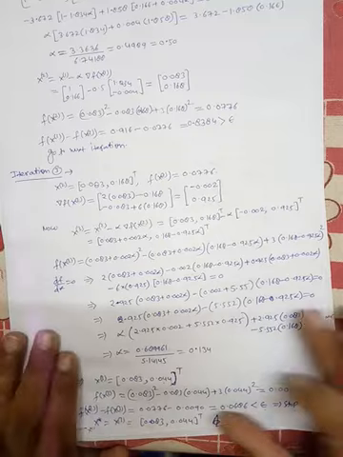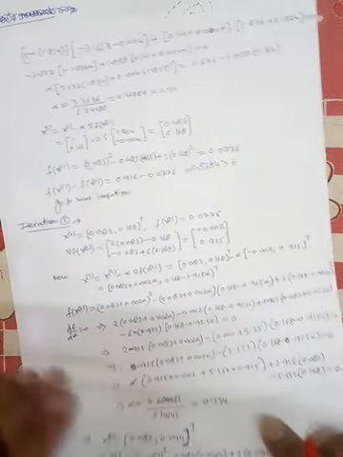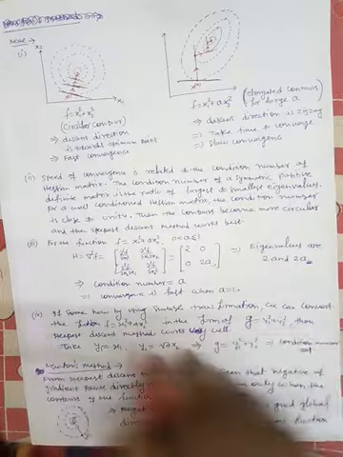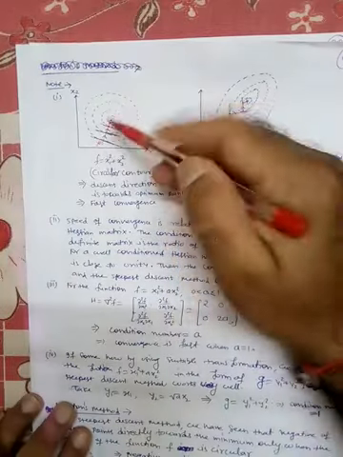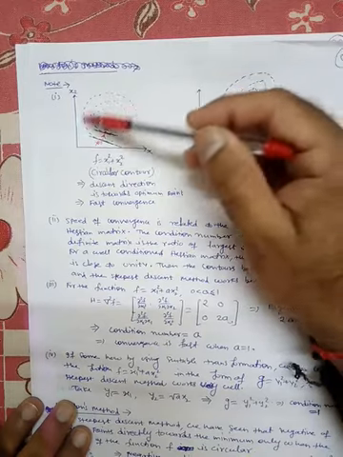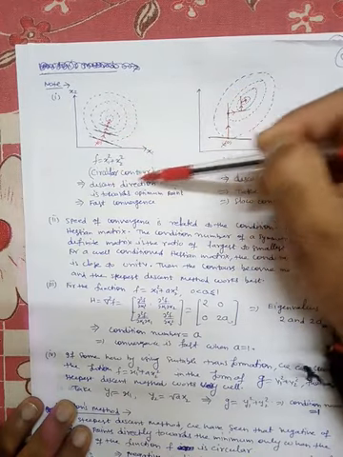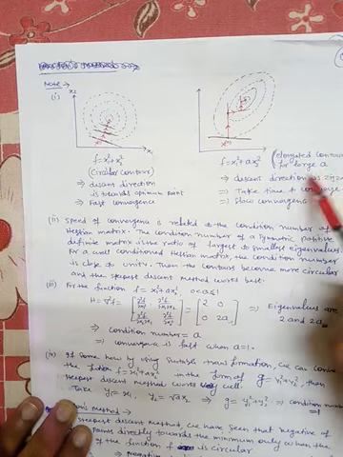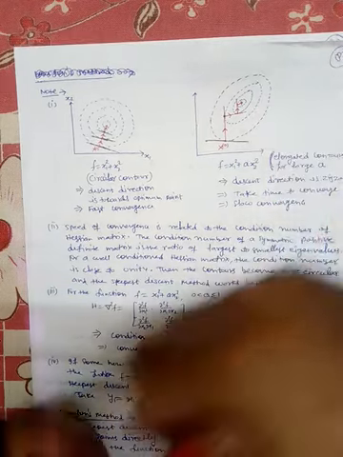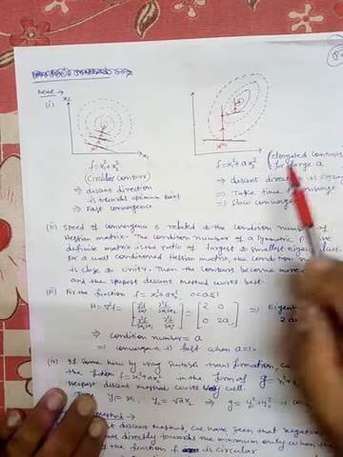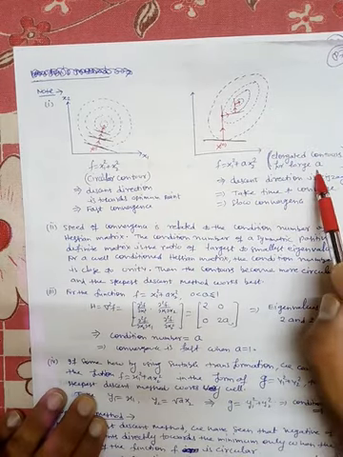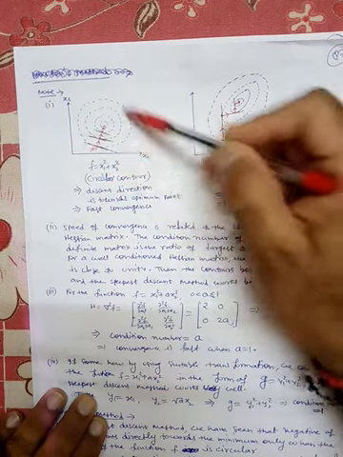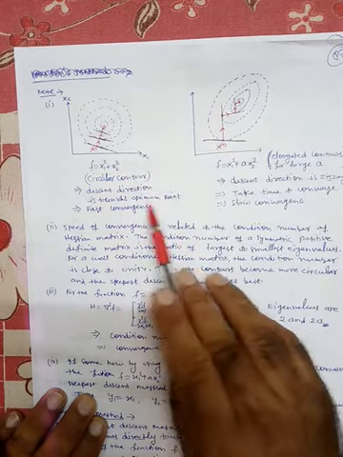So this is the method of steepest descent. Okay, so now here is the note point. What is the note point? Here you have two types of contours. One is the circular contour. Second case is elongated or stretched contours for large A. Now in circular contour, the descent direction is towards the optimum point.